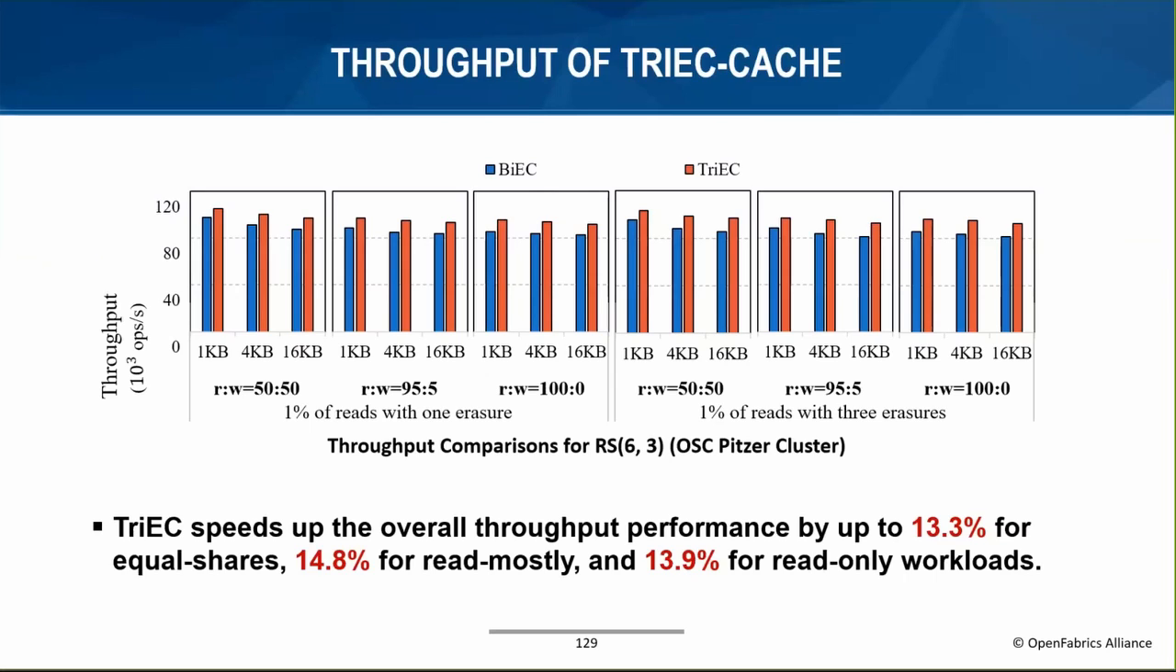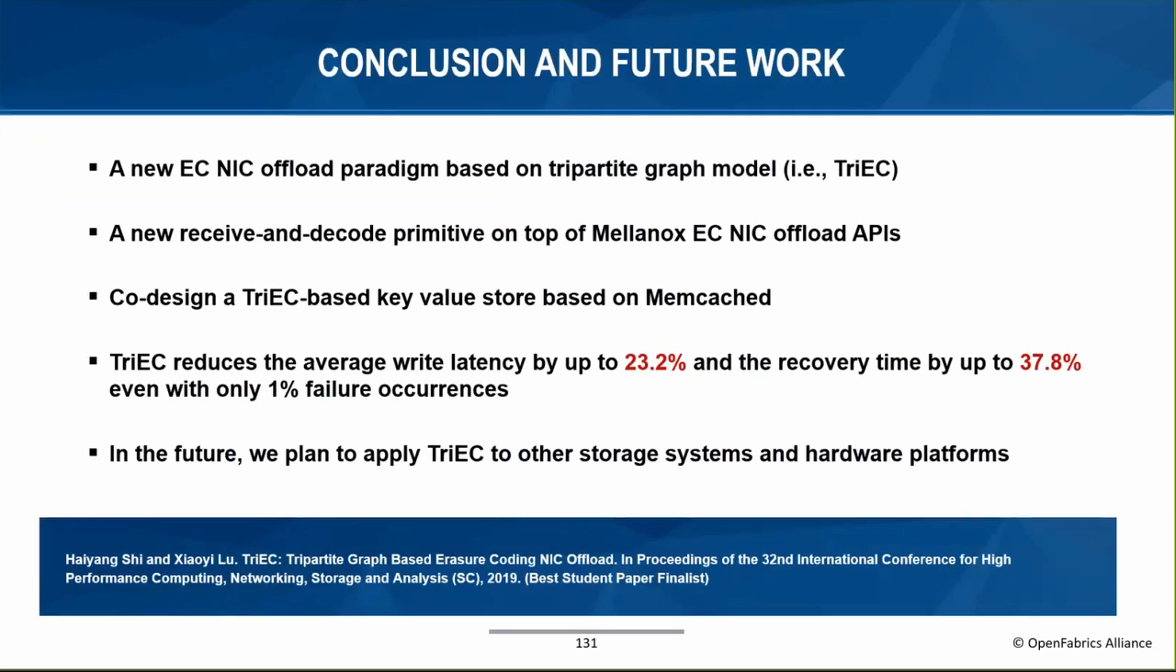So next one. With this, let me conclude our talk here and give some time for questions. In this talk, we introduce a new EC NIC offload paradigm based on the tripartite graph model, which we named TRIEC. Compared with BIEC, TRIEC has much better performance for both latency and throughput. We also introduce a new receive-and-decode primitive on top of the MLNX EC NIC offload APIs. We co-designed TRIEC with a key-value store based on Memcached, and show that these schemes can really help real key-value store and storage workloads.